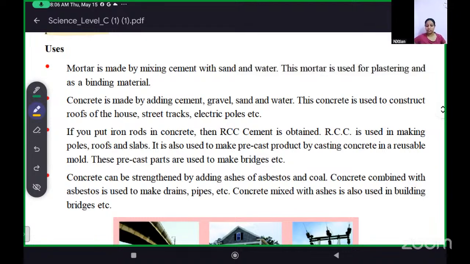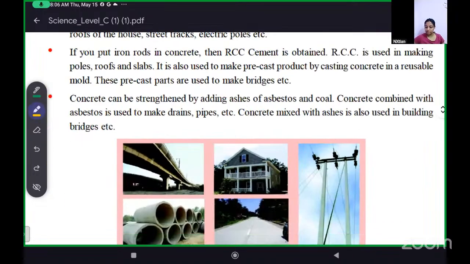Then concrete is made when we add cement, gravel, sand, and water. Concrete is used to construct the roof of the house, street tracks, electric poles, etc. If you put iron rods in concrete, then RCC is obtained. RCC is used in making poles, roofs, and slabs. It is also used to make precast products by casting concrete in a reusable mold. These precast products are used to make bridges and all.